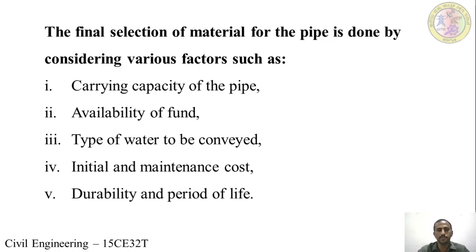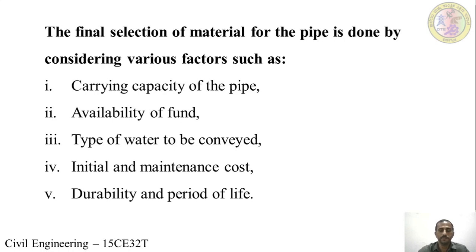We should also consider the scouring and silting velocity. If we increase the velocity of flow of water, scouring of the pipe material occurs. If we reduce the velocity of flow, silting will occur and may cause obstruction.